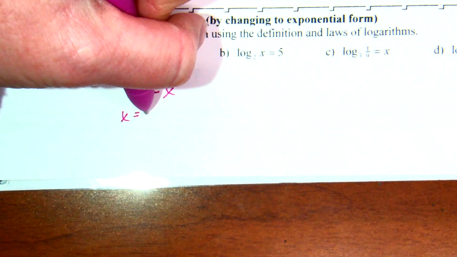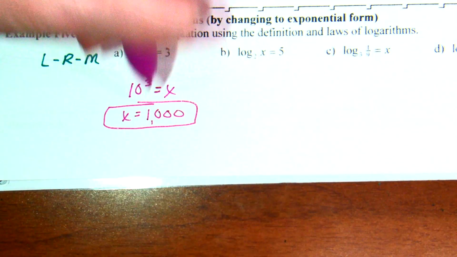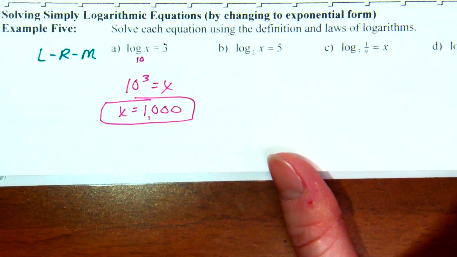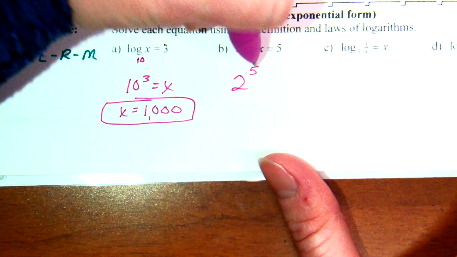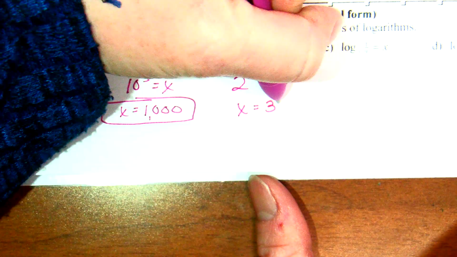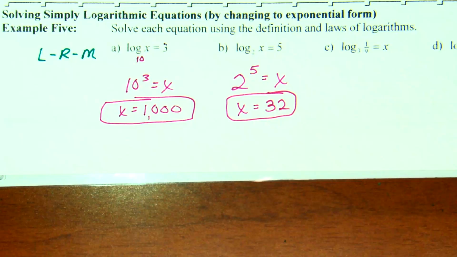Okay? Let's do B. Another easy one. This time they actually gave us the base, the only difference really. Log base 2 of x equals 5. What do we do? 2 to the fifth equals x. Left, right, middle. So what is x? 32. That's a good number to just know if you don't know it. 2 to the fifth. Good one to know.